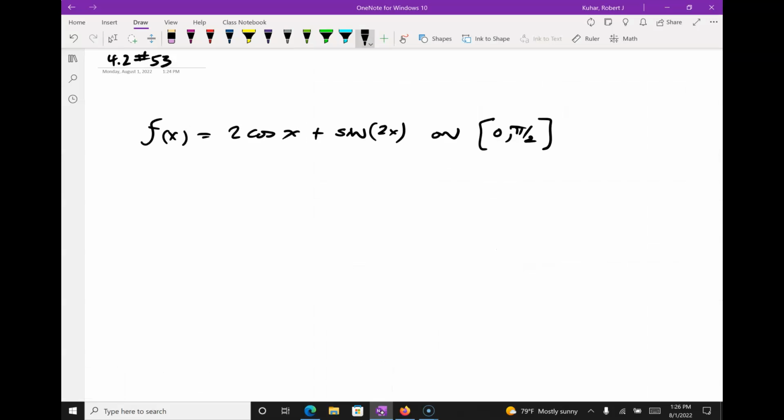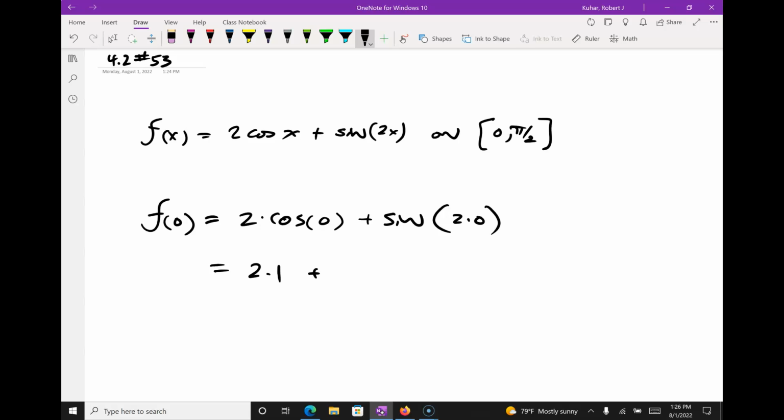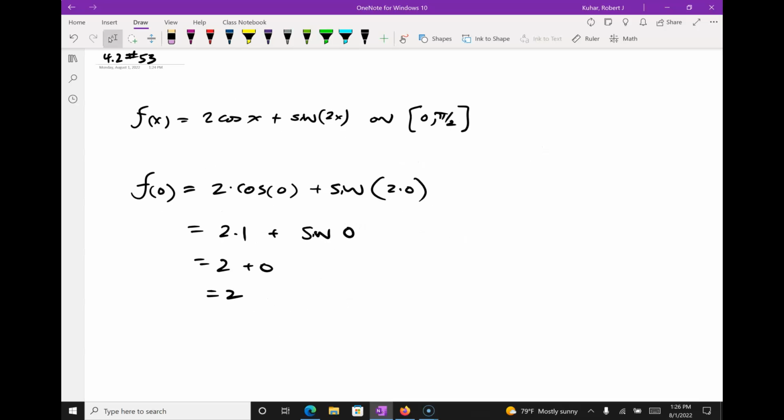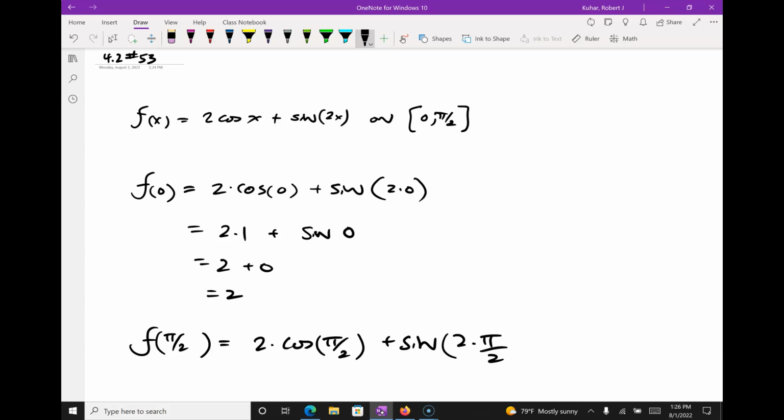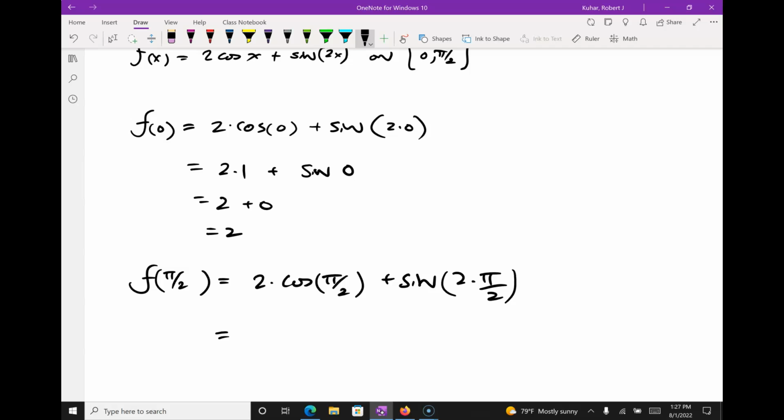Okay, what's first? Endpoints. Yep, endpoints. So f of 0 is 2 times cos of 0 plus sine of 2 times 0. That's 2 times 1 plus sine of 0. That's 2 plus 0. That's 2. F of pi over 2 is 2 times cos of pi over 2 plus sine of 2 times pi over 2, which is 2 times 0 plus sine of pi. 0 plus 0 is 0.